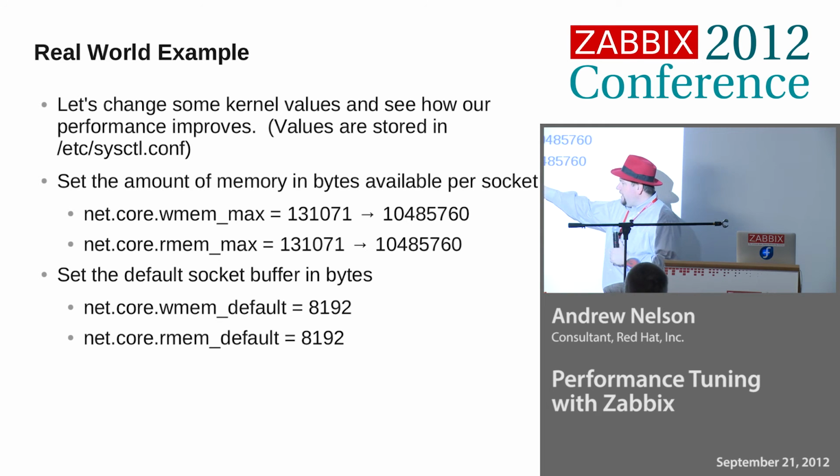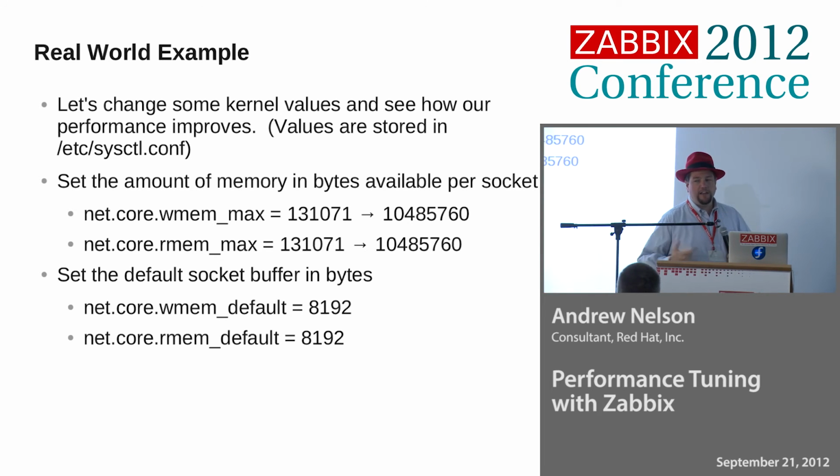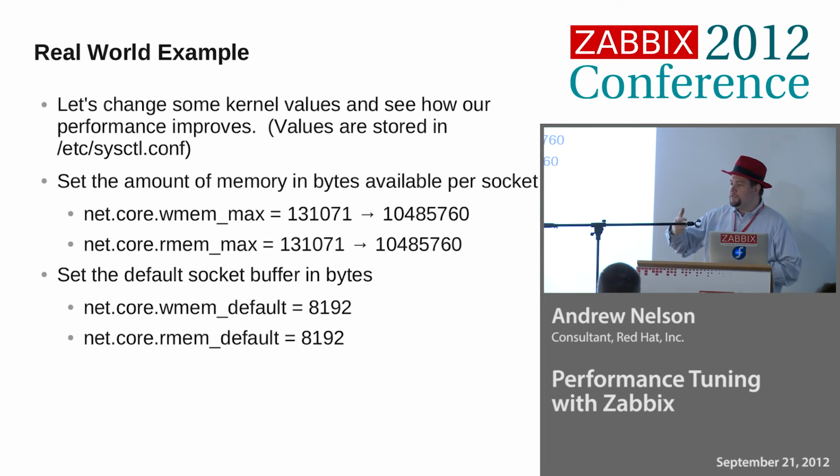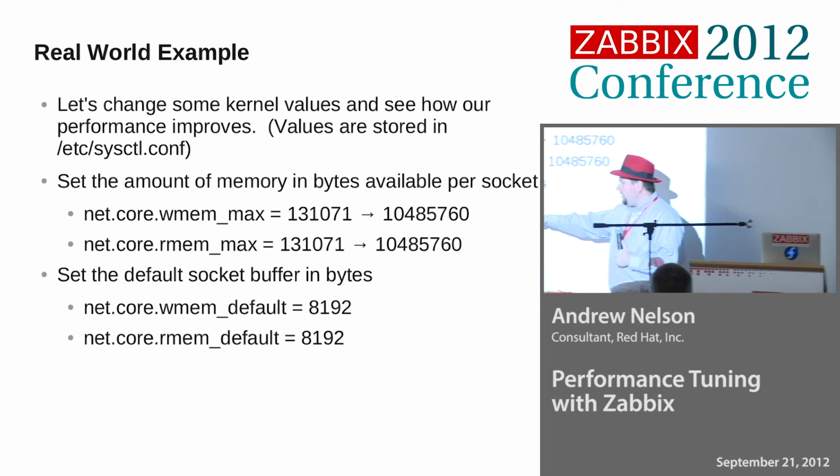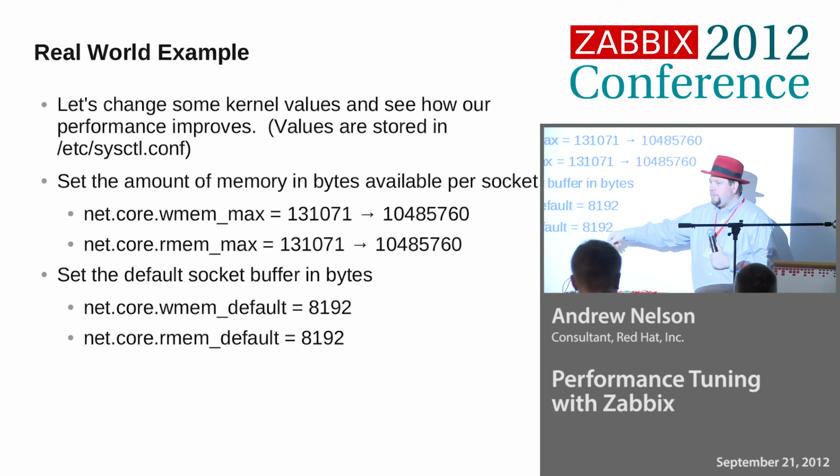So default socket buffer size in bytes. This is the default that gets created in terms of allocated storage whenever a connection initiates. So if I start a connection to a host, that host is going to automatically have 8 kilobytes of memory pre-allocated for storage and for receiving, both in receive and transmit, which is what these two are. So WMEM is transmit, RMEM is receive.